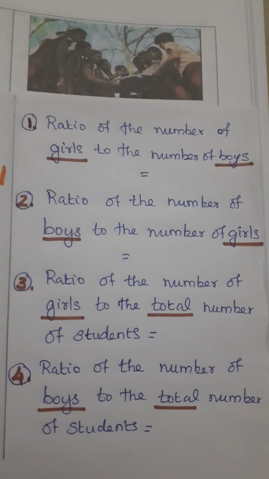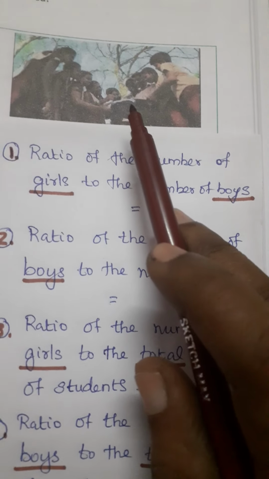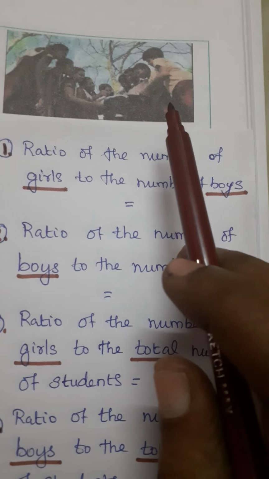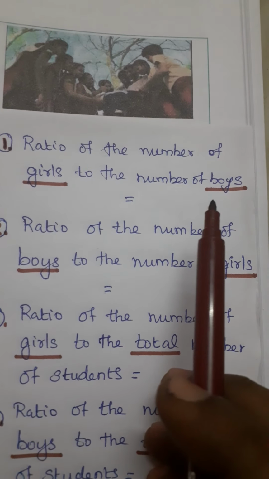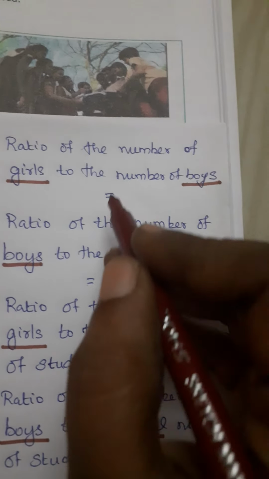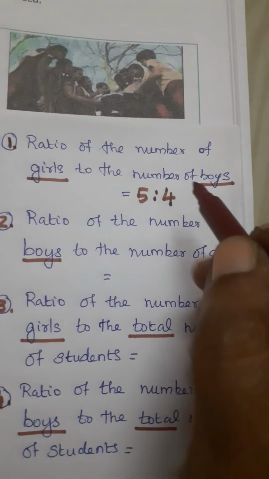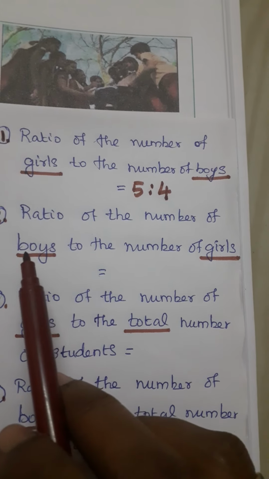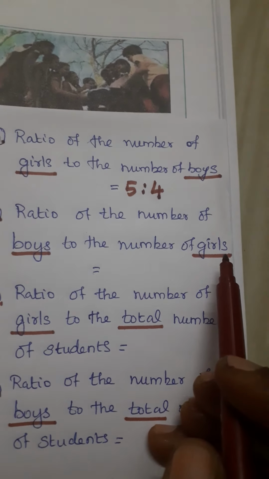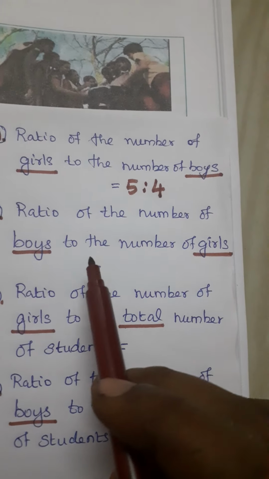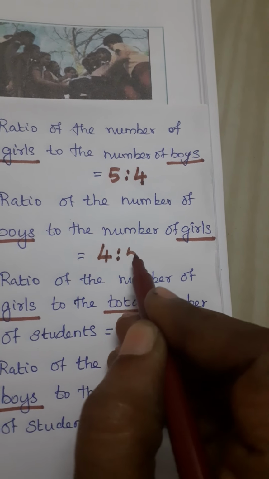Okay. Let us see one more example. Here, suppose in a class there are 5 girls and 4 boys. Then the ratio of the number of girls to the number of boys is 5:4. Next, the ratio of the number of boys to the number of girls. Boys is 4 and girls is 5. Therefore, the ratio of the number of boys to the number of girls is 4:5.